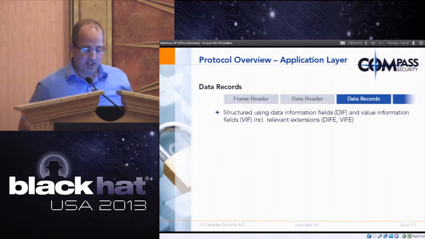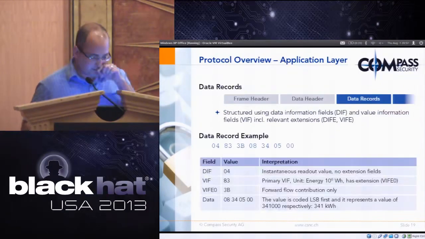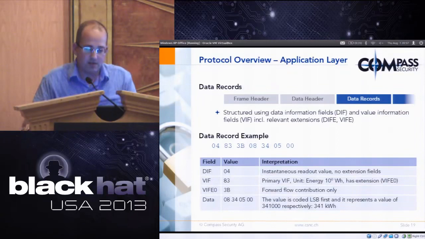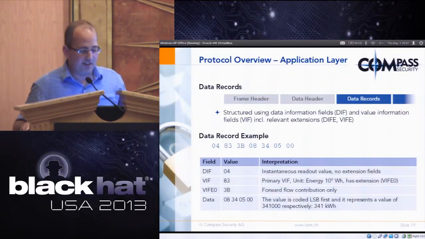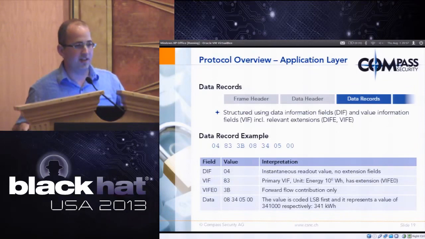Let's have a look at the data which is sent. These are built on DIF and VIF information. The DIF indicates what type of value is being sent, and the VIF additionally specifies the unit. So the DIF says, hey, this is a 4-byte value, and the VIF then says, hey, this is a value which indicates watt hours, for example.